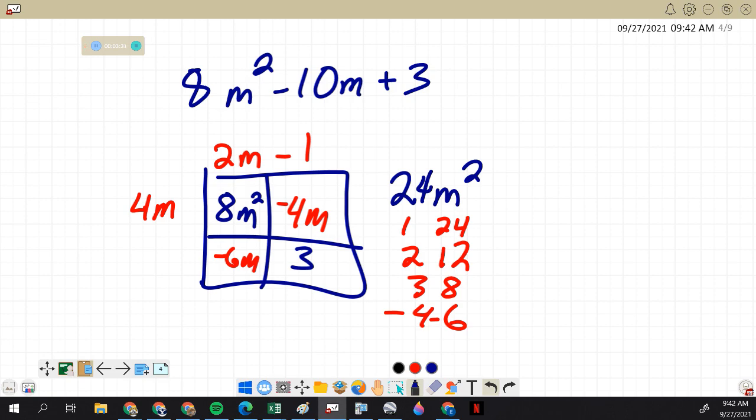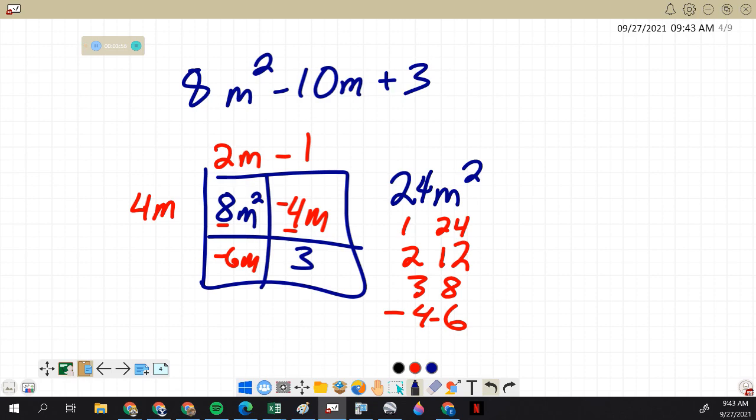So I look for the biggest number that goes into 8 and 4. 2 would work, but it's not the largest one. 4 is the largest one. And how many m's do they have in common? Well, the first one has 2 and the second one has 1, so they both have at least 1. So I'm going to take out everything that they have in common. They have a 4 in common, and they have an m in common.